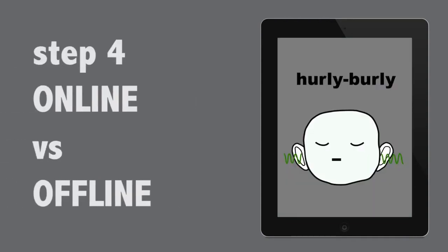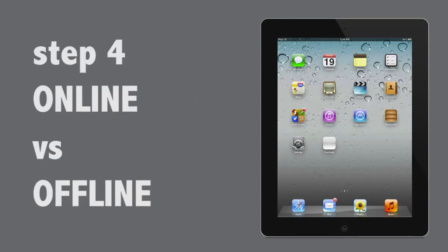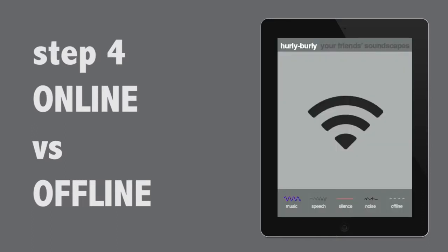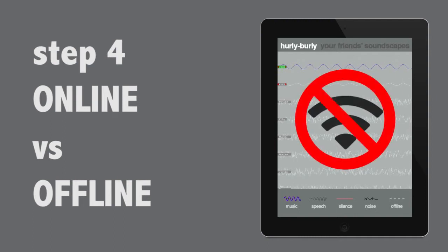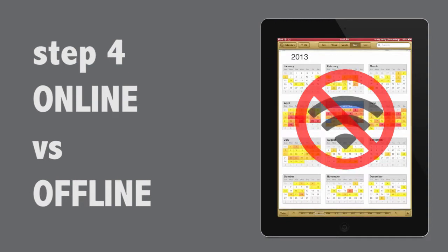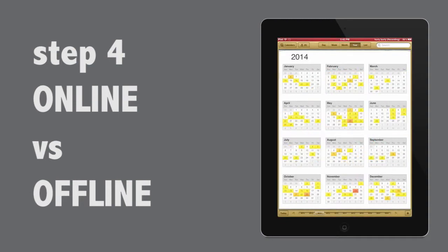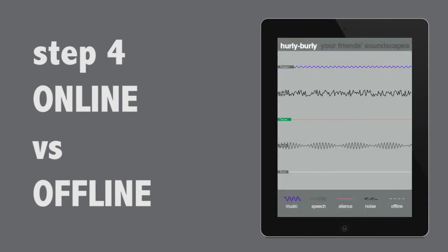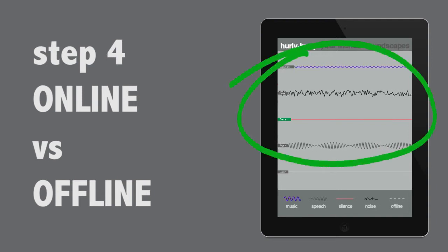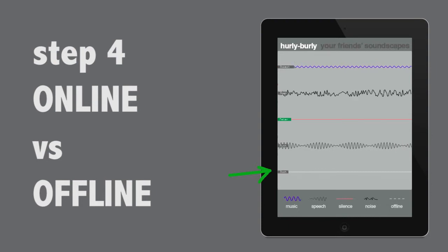Step 4. Online and offline. Users can either be online or offline. If you have an internet connection and the application is running in foreground, that means you are online, and information regarding your sound environment is being shared with your friends in real time. If you don't have an internet connection or the app is running in background, that means you are offline, and your friends are not receiving any information from you. Waveforms of online users are always displayed in different colors, while those from offline users are always white.